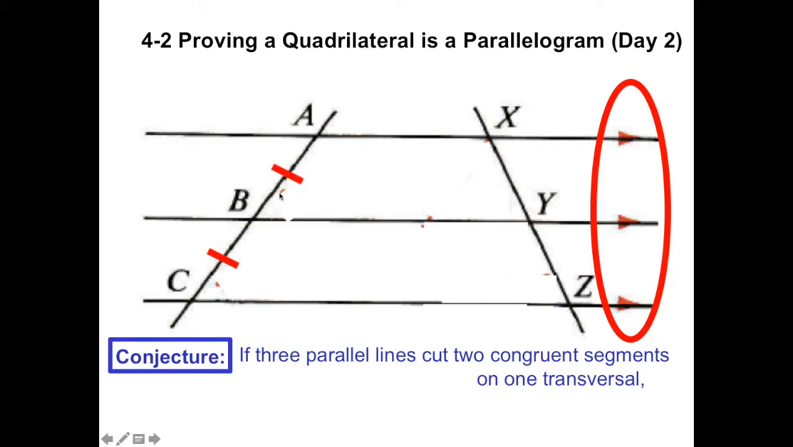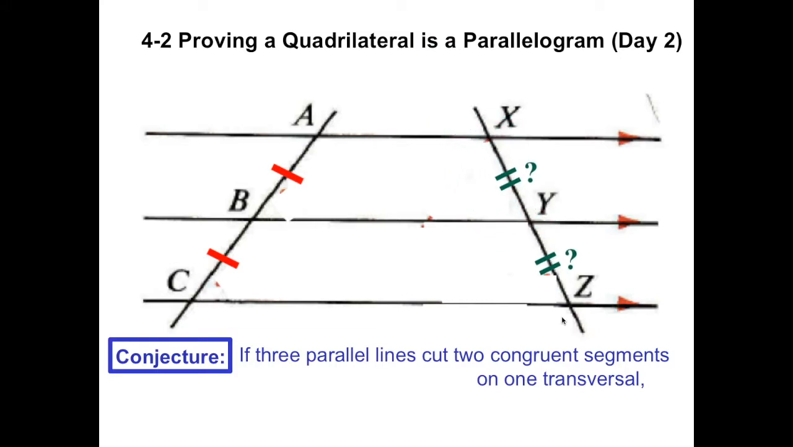If those three parallel lines happen to cut two congruent segments on this one transversal right here, what do you think we're going to prove here about this transversal? Well, it's also going to cut, or will it, right? We got to prove it as a matter of fact here. Will it prove that on this transversal, for instance, it will cut two congruent segments as well?